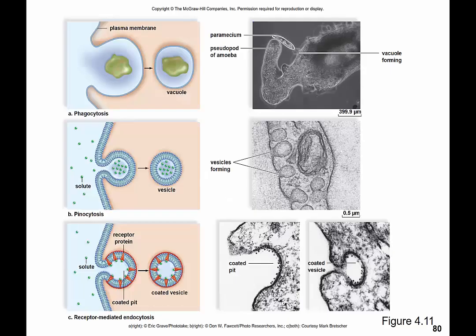So with phagocytosis, this is cell eating. The cell takes in solids. So if you have paramecium and the pseudopod of an amoeba, you have a vacuole forming there. Another example is white blood cells use phagocytosis to destroy bacteria. Pinocytosis is cell drinking. So whether you have a liquid or something dissolved within a liquid, then you have a vesicle that forms. And again, with endocytosis, things are being taken into the cell.